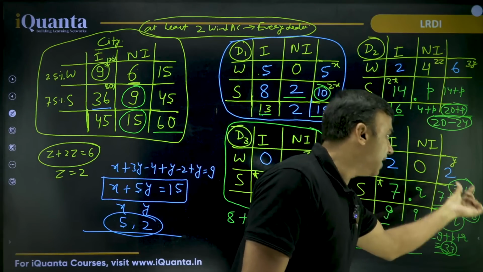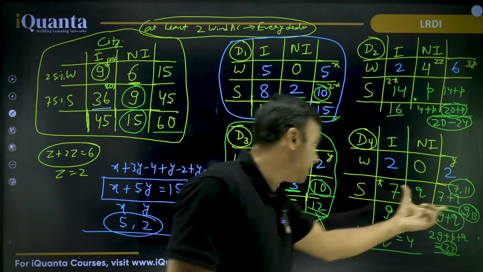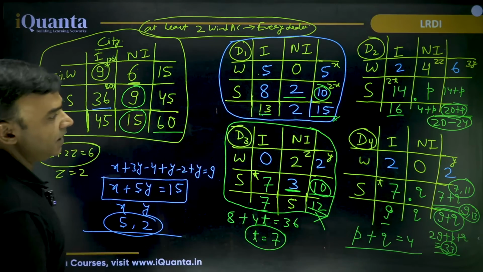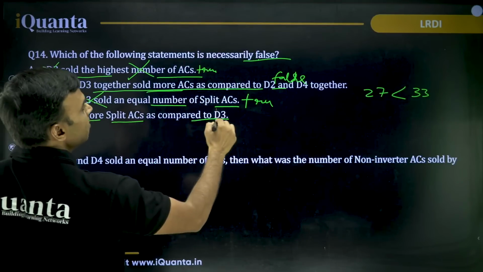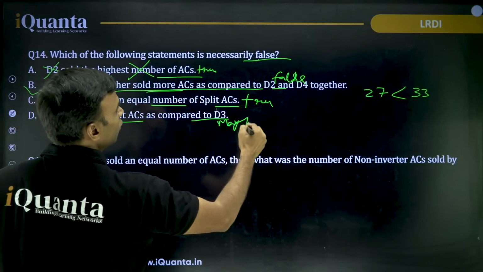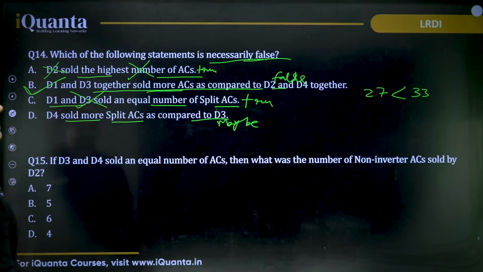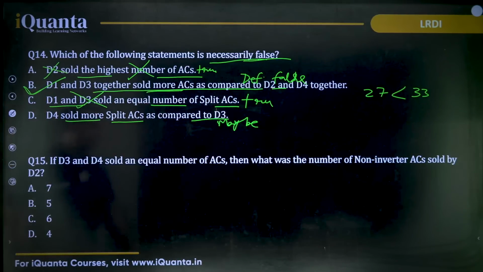So when it is 11, D4 is higher. When it is 10, they are equal. If it is 9, 8, 7, D3 will be higher. So in that case, what do we say? Here we say the fourth one is maybe. What do we want? Necessarily false. So definitely option B, that was definitely false. Hence that option is the correct answer.